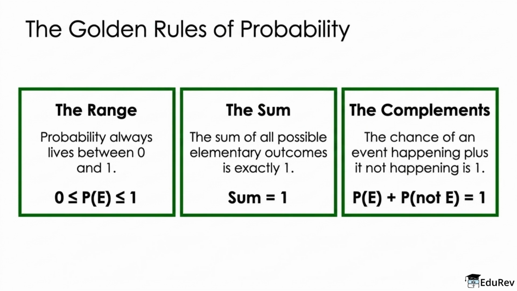Here are the golden rules of probability. First is the range. Probability always lives between 0 and 1. Second is the sum. The sum of all possible elementary outcomes is exactly 1. And third is the complements. The chance of an event happening plus it not happening is always 1. Master these 3 rules alongside your base formula and you will be able to solve any probability problem you encounter.